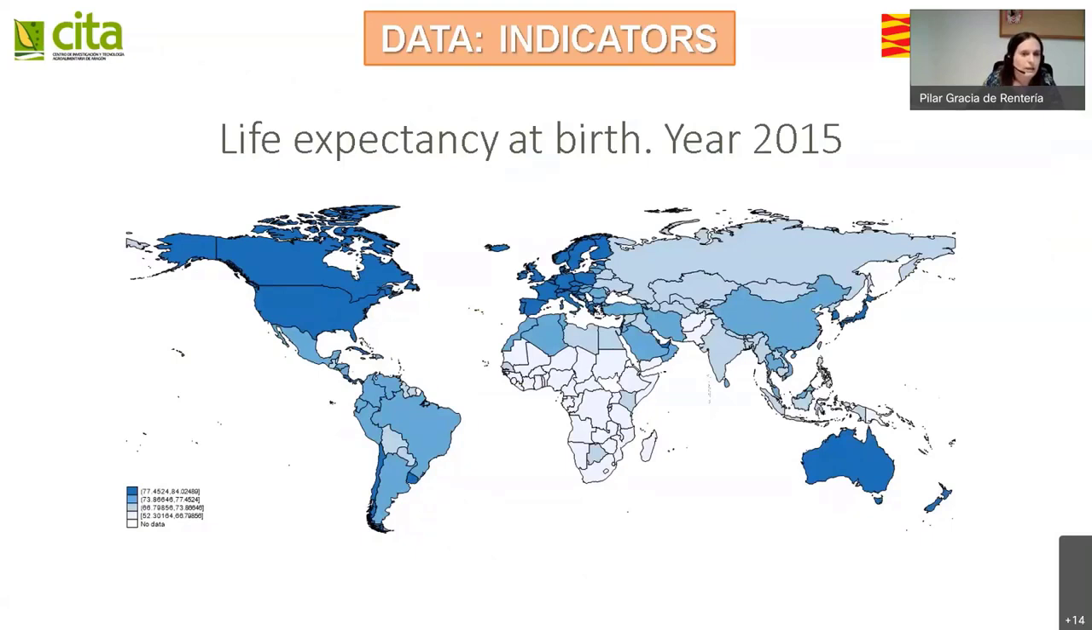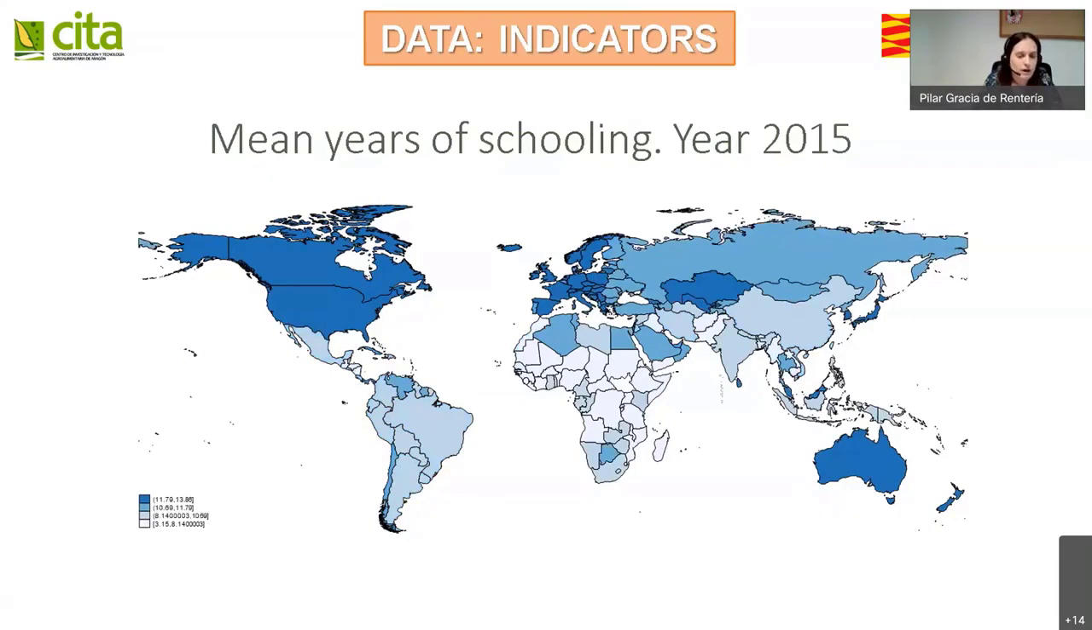And here we have a very similar figure, but it's not the life expectancy, but mean years of schooling. And we can observe a very similar geographical pattern than for life expectancy, with clusters, for example, in sub-Saharan Africa or in Europe or even in Latin America. And the same result is also obtained when we map the other indicators.